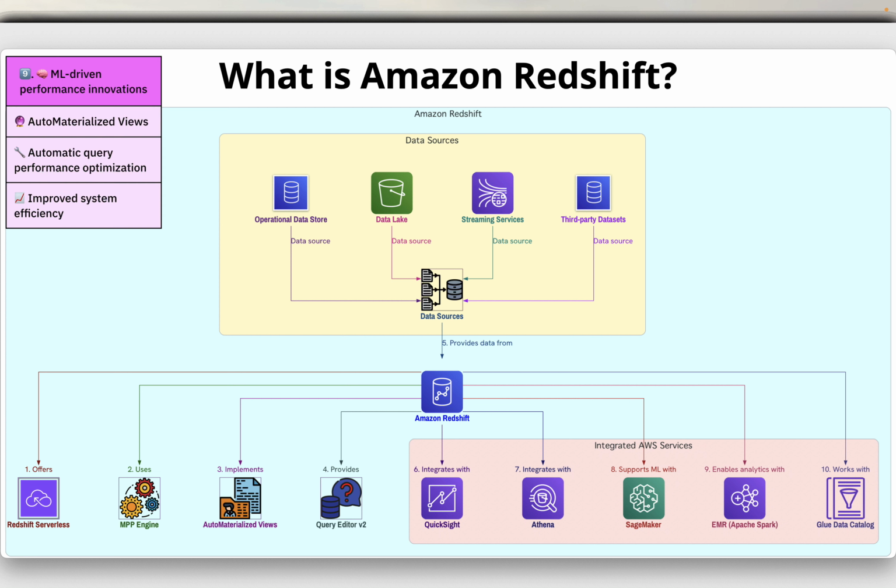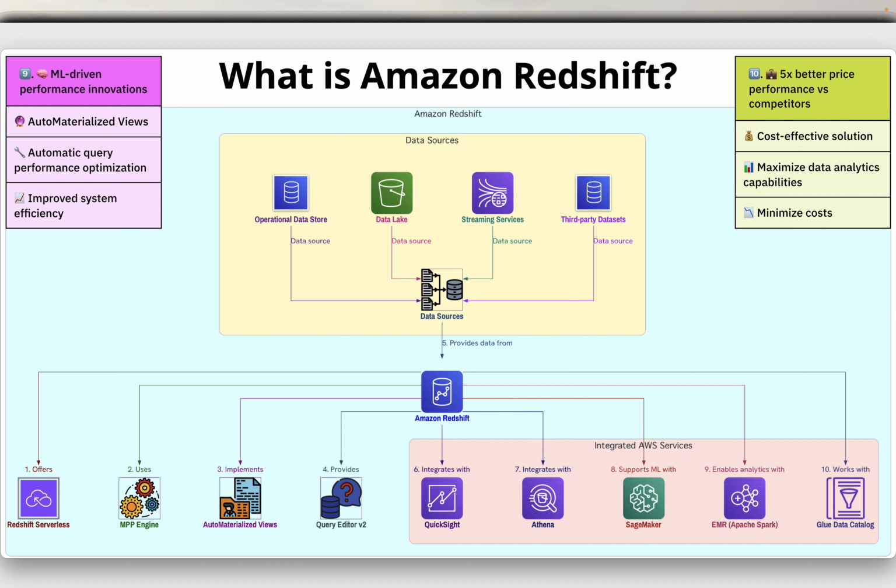Amazon Redshift incorporates machine learning-driven performance innovations such as auto-materialized views. These features optimize query performance automatically, reducing the need for manual tuning and improving overall system efficiency. These features contribute to Amazon Redshift's scalability and its ability to deliver up to 5 times better price performance compared to other cloud data warehouses, and this makes it a cost-effective solution for organizations looking to maximize their data analytics capabilities while minimizing cost.